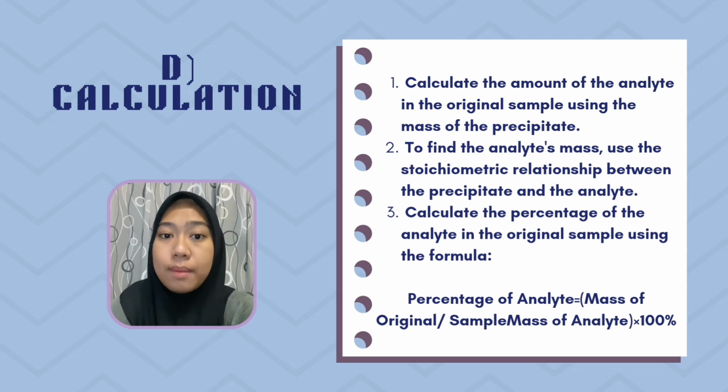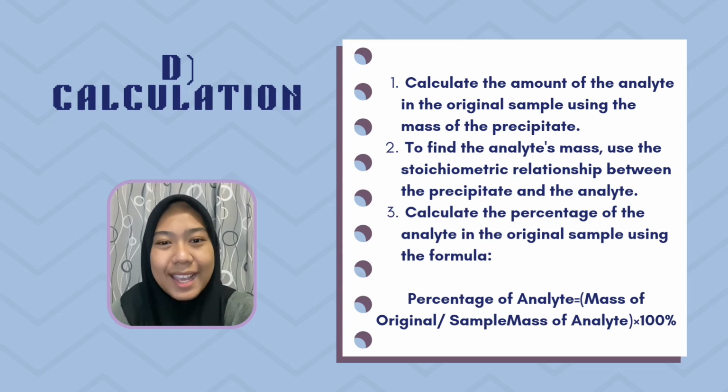2. To find the analyte mass, use the stoichiometric relationship between the precipitate and the analyte. Lastly, calculate the percentage of the analyte in the original sample using the formula: mass of analyte divided by mass of sample, times 100, and you will get the percentage of the analyte.